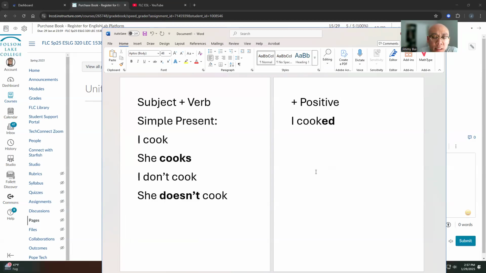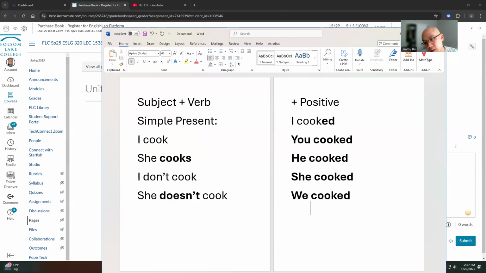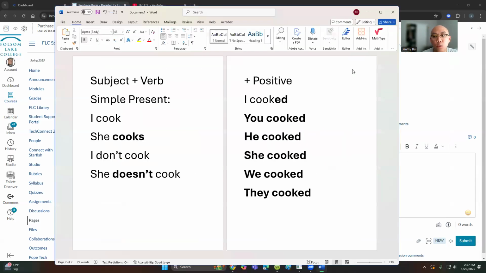In the past tense, in a positive statement or an affirmative statement, all subjects are going to use ed for regular verbs. So I cooked, you cooked, he cooked, she cooked, we cooked, they cooked. All right, and these are subject pronouns, but if you are using specific nouns, the grammar rule is the same.